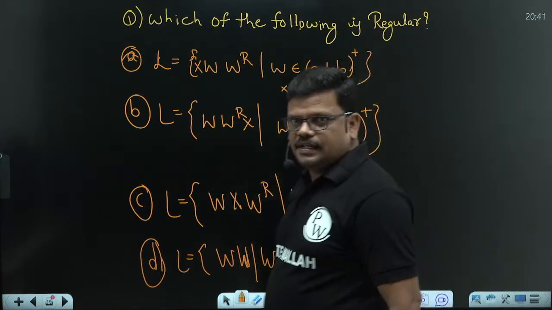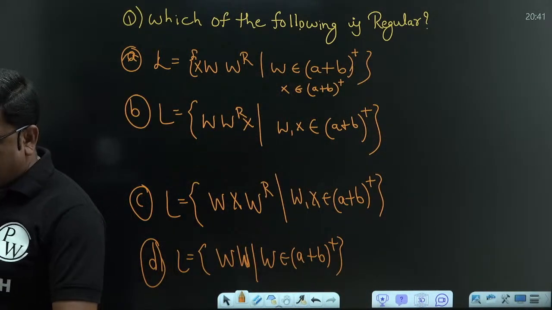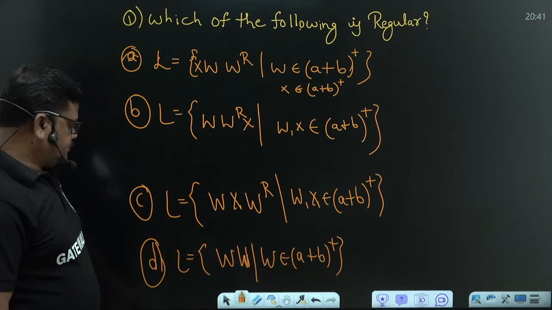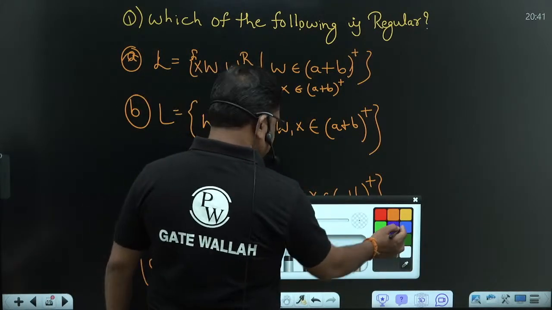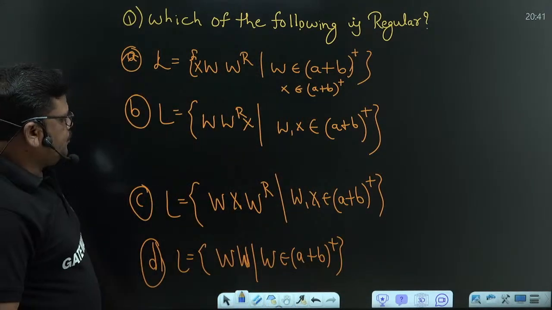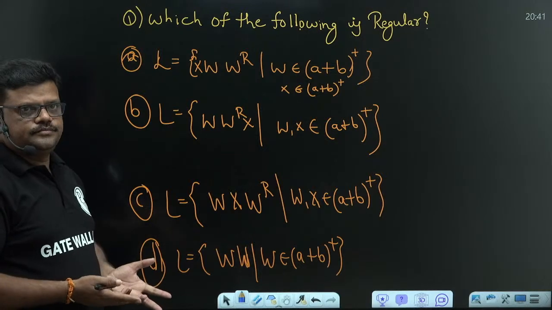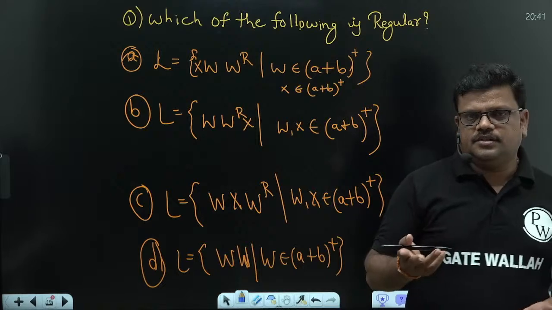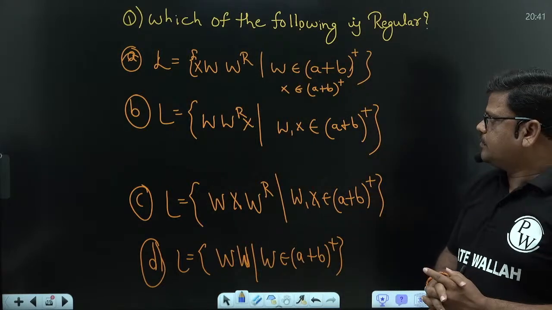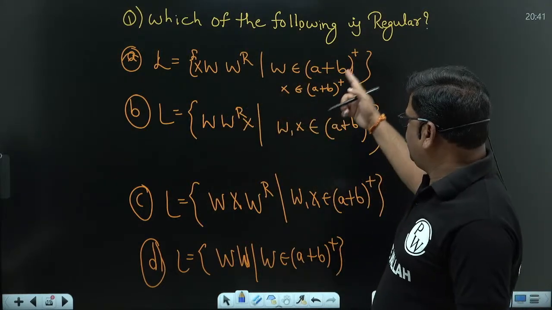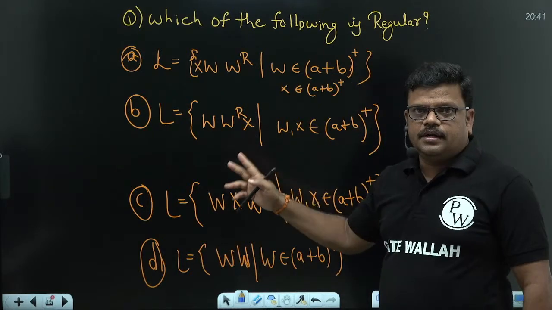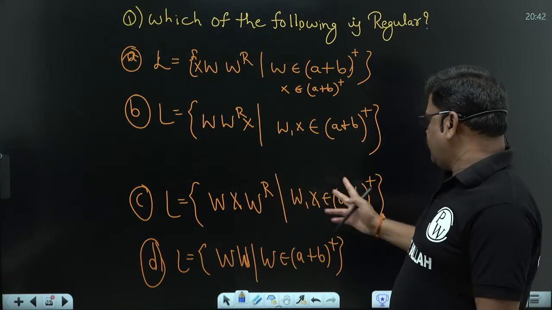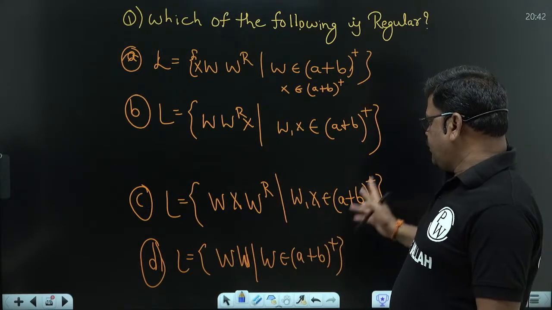So this is like a homework question for you. It's a one-year-old GATE question, a 2-mark GATE question. Which of these is regular? Find out. So what is the correct answer for this? Write in the chat session in the next class. So x w power r wx both belong to a plus b positive closure. W power r x wx both belong to a plus b positive closure. Wx w power r both belong to positive closure. W belongs to positive closure.